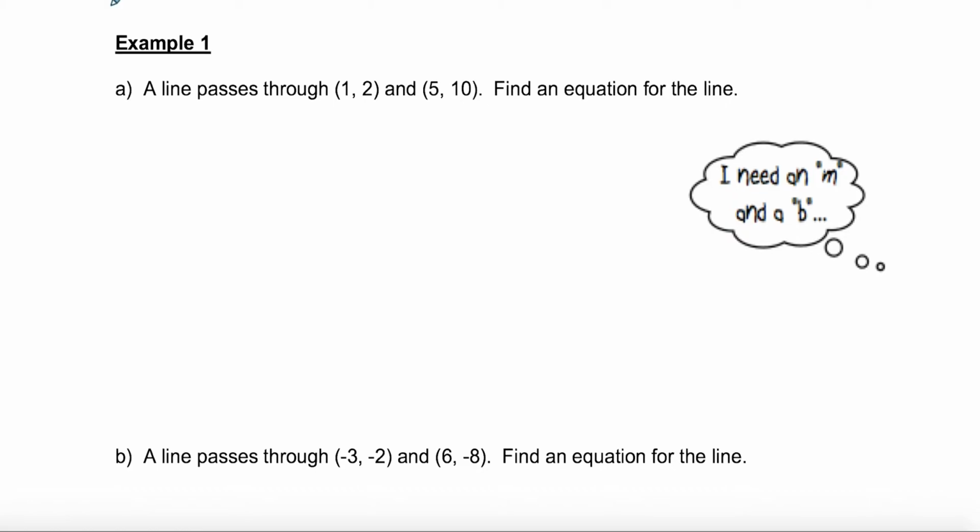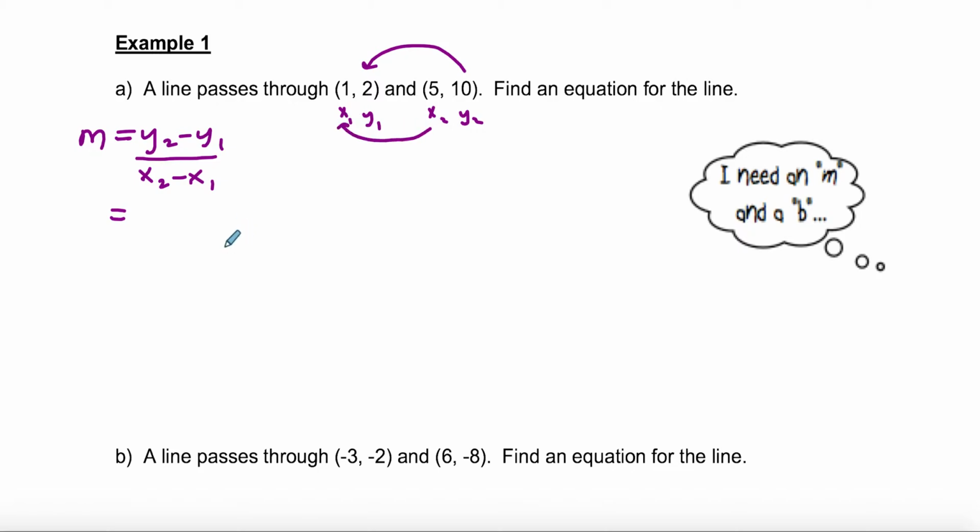We'll be able to find the equation of the line. So for example 1, a line passes through (1, 2) and (5, 10). Find an equation for the line. So we are looking for the slope first. Remember, our formula is y2 minus y1 over x2 minus x1. And being accurate is pretty important. It goes x1, y1, x2, y2. So we would take 10 minus 2 over 5 minus 1. That gives you 8 divided by 4, or a slope of 2.